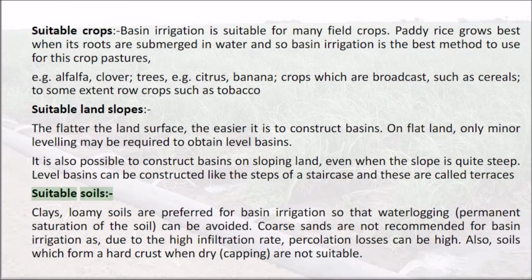Suitable soils. Clays and loamy soils are preferred for basin irrigation so that waterlogging, permanent saturation of the soil, can be avoided. Coarse sands are not recommended for basin irrigation as, due to the high infiltration rate, percolation losses can be high. Also, soils which form a hard crust when dry, capping, are not suitable.